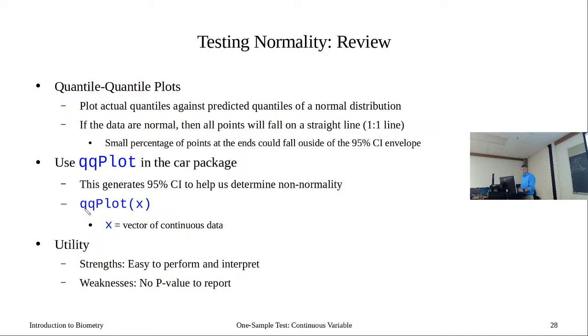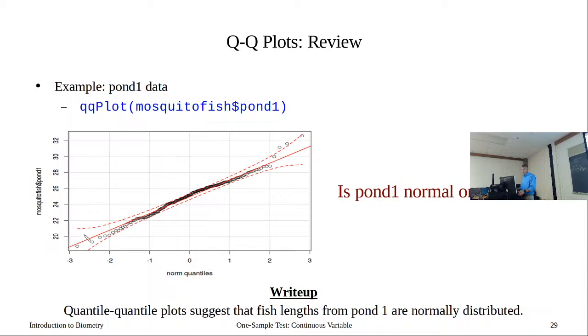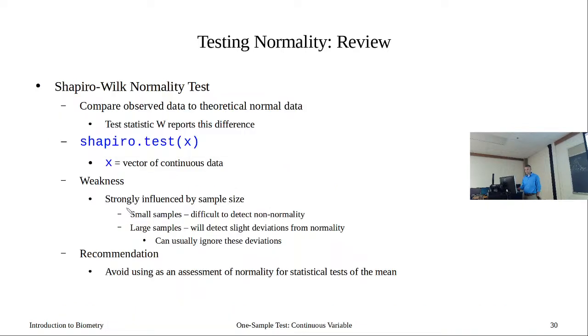Our QQ plot is in the car package. As a quick review, we're making sure that all of our points fall within a 95% confidence envelope. Now, this was pond 1, and it looks pretty good. We do allow some of the points at the very end, the extreme values, to fall outside, but we don't allow any points in the middle or the bulk of the distribution. All of the points in the middle need to fall on that line or within our envelope.